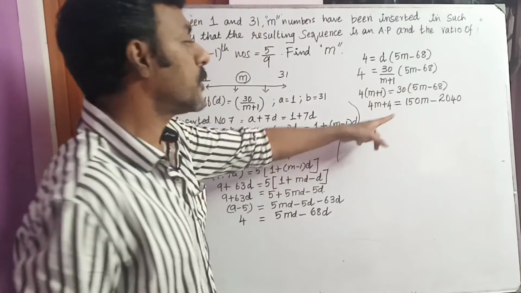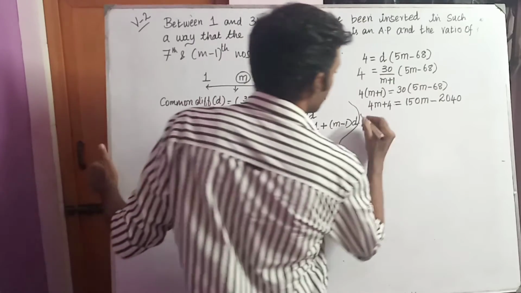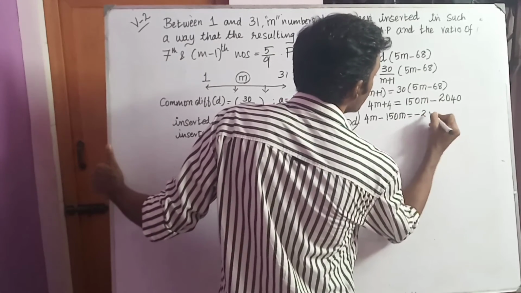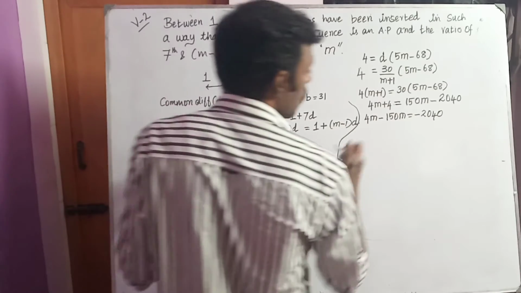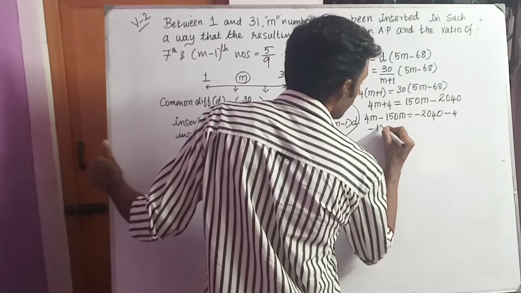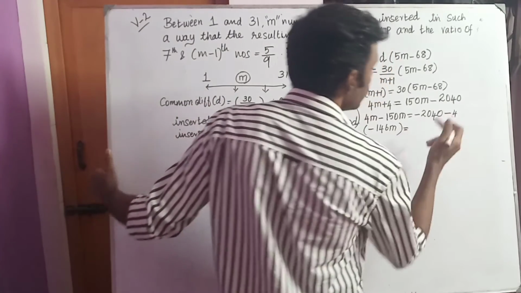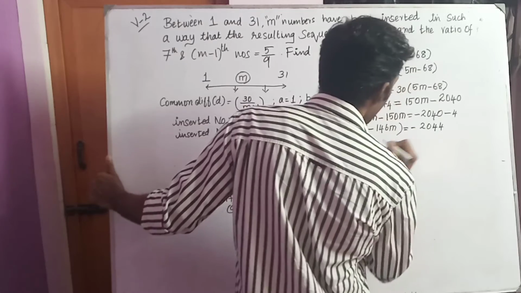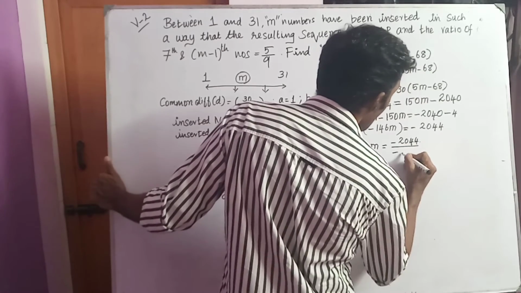So we are having this m term. I'm going to take this 150m to the left hand side. When it is taken to the left hand side, it will become minus 150m. So 4m minus 150m will be equal to minus 2040 minus 4, since when plus 4 is taken to the right hand side it becomes minus 4. So 4m minus 150m is nothing but minus 146m. This will be equal to minus 2040 minus 4, which is minus 2044. So the value of m will be minus 2044 upon minus 146.